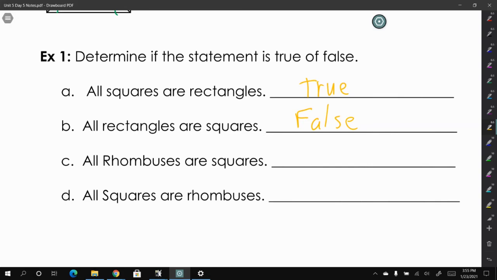All rhombuses are squares. That is also false, because we know a rhombus does not have to have all four angles be 90 degrees. So that is false. All squares are rhombuses. That is true. A square has all the properties of a rhombus, that the sides are all congruent, and that the diagonals bisect each other. So all squares are also rhombuses.